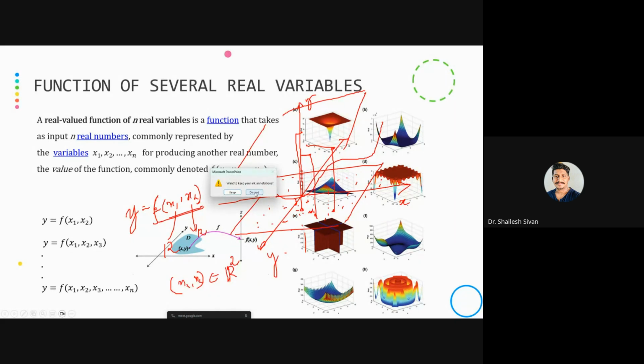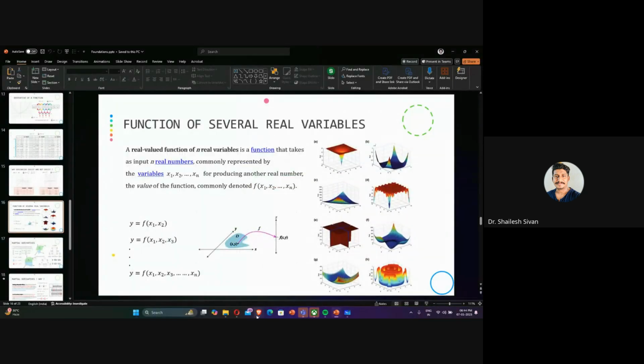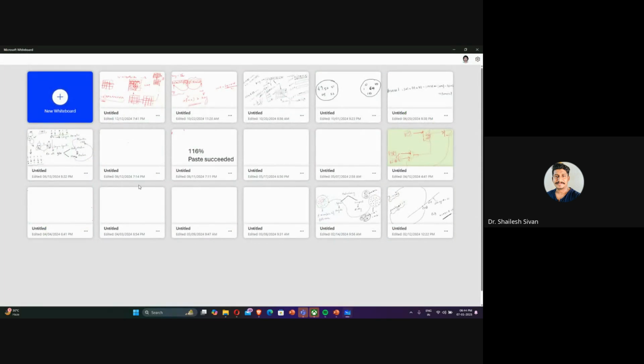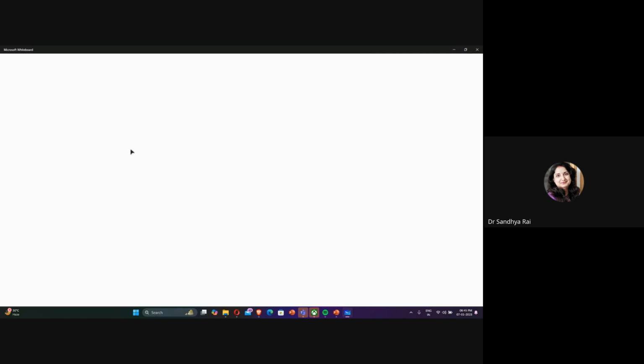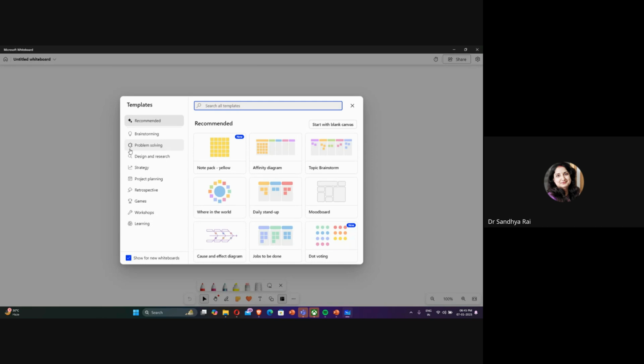You can see my whiteboard, right? Yes, sir. But I can see it is more like a slide sorter kind of thing. Yes, visible, sir.